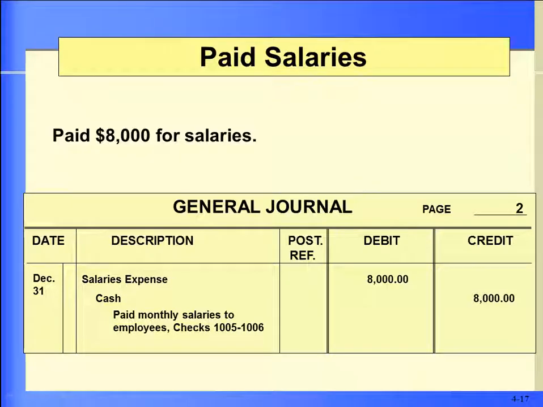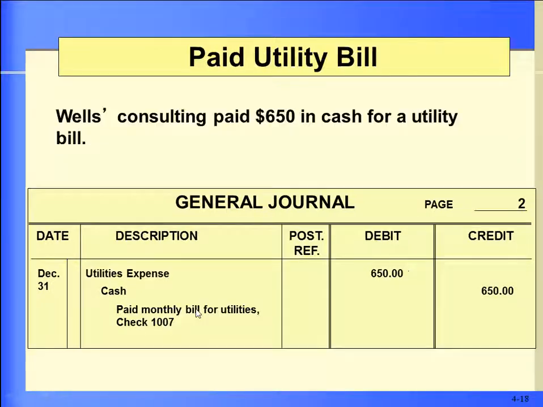So the company pays salaries of $8,000. Salaries expense, this goes in the income statement. It reduces net income. Revenue minus expense equals net income. And we're decreasing cash because we're paying for salaries. Same thing with utility. Utilities expense, debit, credit, cash.